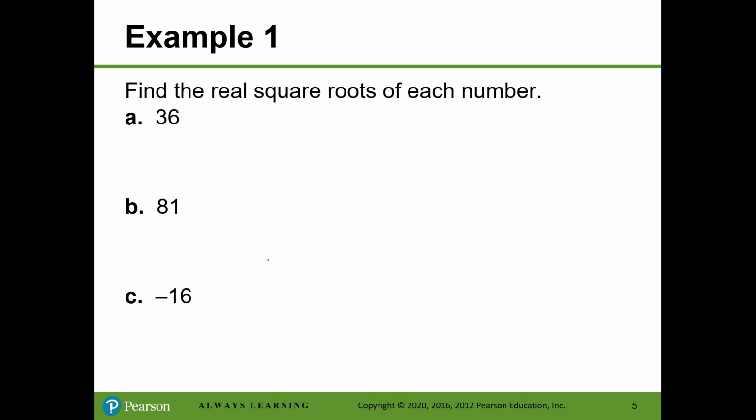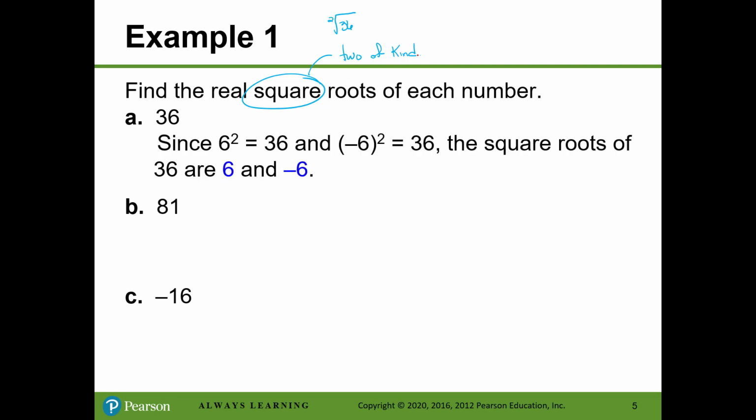Okay, so let's take a look. I'm trying to find the square root of each of these numbers. Now remember, if I'm looking for the square root of 36, I'm looking for 2 of a kind. I'm looking for 2 numbers that will multiply to 36. I bet you already have the answer, don't you? And I bet you said the number was 6, didn't you? Cool. Let's take a closer look.